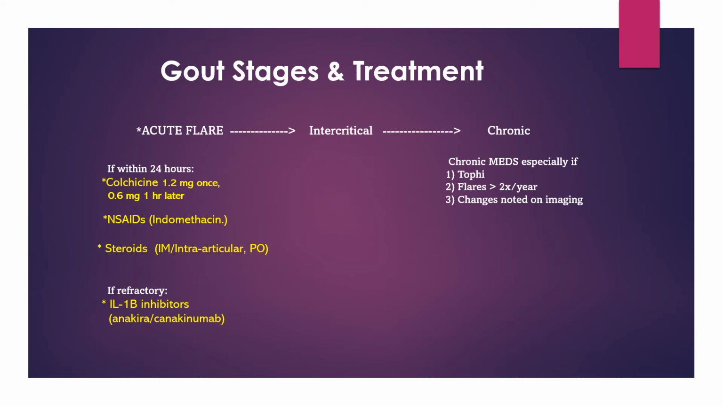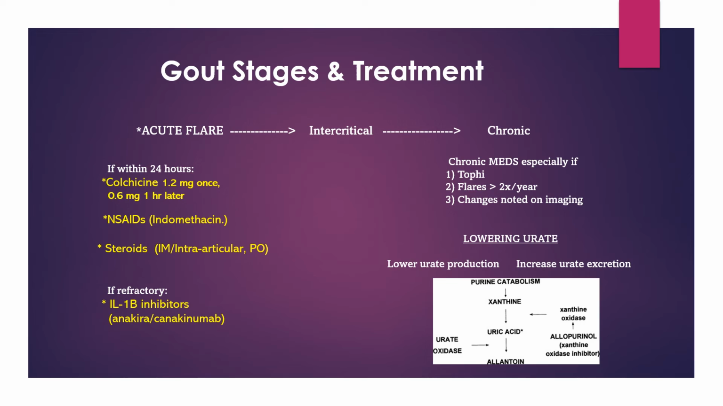Okay, so chronic. Now, there are meds especially to be on long-term if you have one of these three features. One, tophi, which are the buildup oftentimes you can see on elbows and knees and certain other joints. Two, you can have flares more than twice a year, or three, you see the changes noted on imaging like we showed earlier. Okay, so to treat it, we use urate lowering agents. And again, the two primary ways is lowering the urate production or increasing the urate excretion, right? Basically addressing the two primary ways that we talked about earlier of why someone would have high uric acid levels or urate levels.